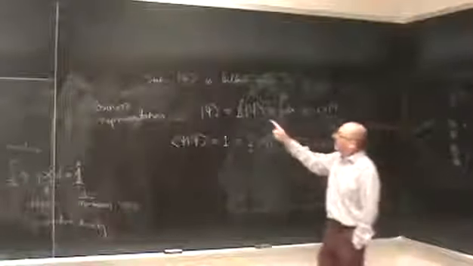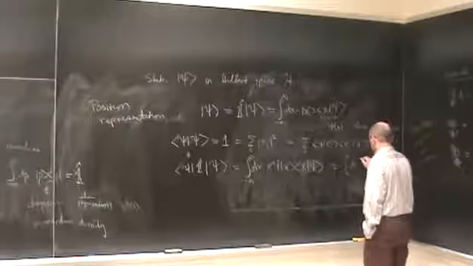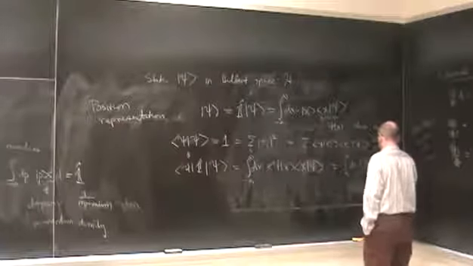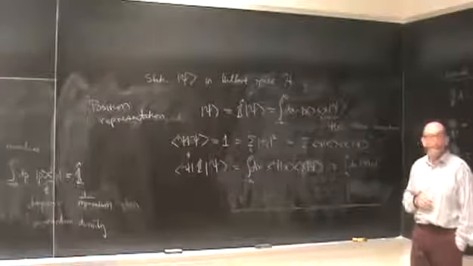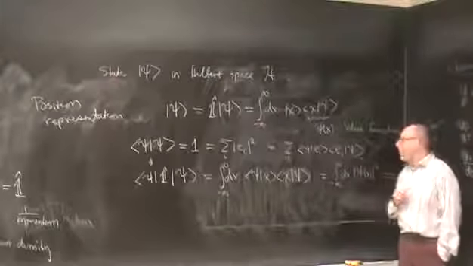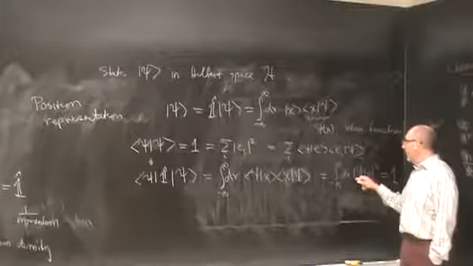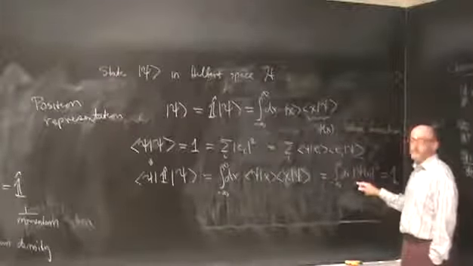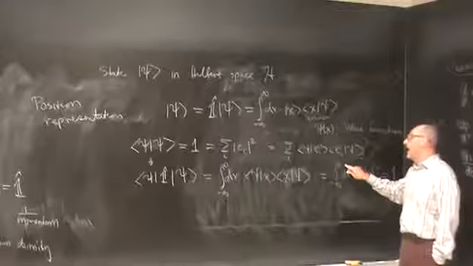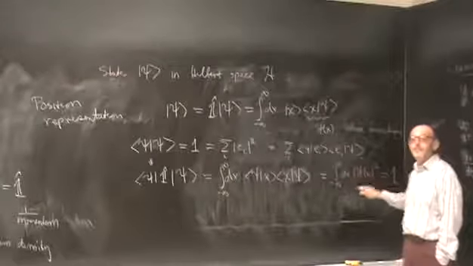And that's just equal to this. And that's got to be equal to 1. So the allowed states in Hilbert space are the ones such that when I integrate them, square their magnitude and integrate them over the whole real line, I get a finite number, and I set it equal to 1.